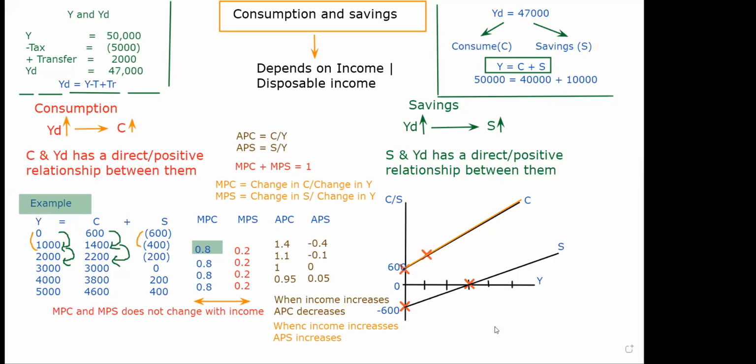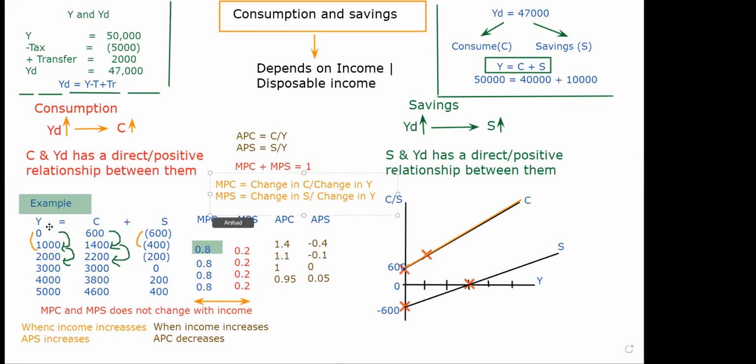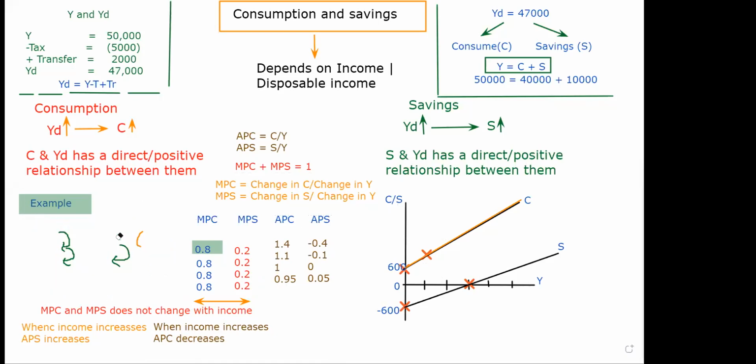Guys, are you all okay with the consumption and savings equations? Yes, no. How to construct the equation? Okay, question. From these values that are here, from these consumption and savings values, can you all calculate the consumption equation and the savings equation?